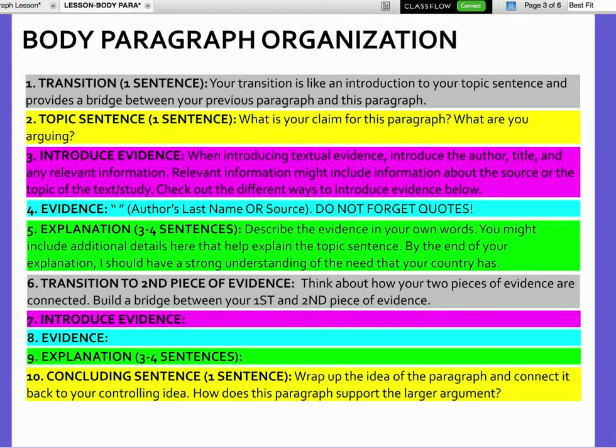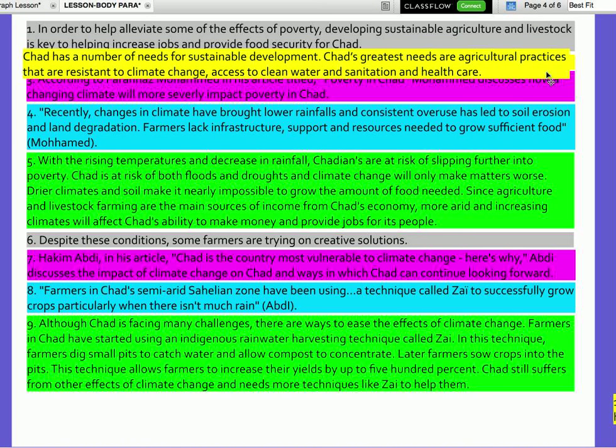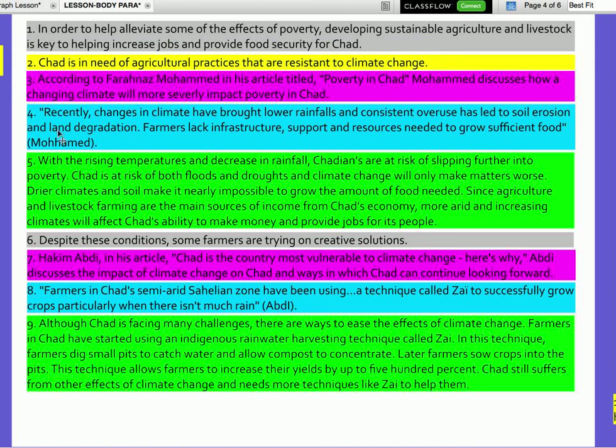All right, let's look at our last sentence. So our last sentence is our concluding sentence. We're going to use this to wrap up our idea of the paragraph and connect it back to your controlling idea. So how does this paragraph support the larger argument? So our larger argument, right, my larger argument for this is Chad has a number of needs for sustainable development. So I kind of want to come back to that idea in some way.